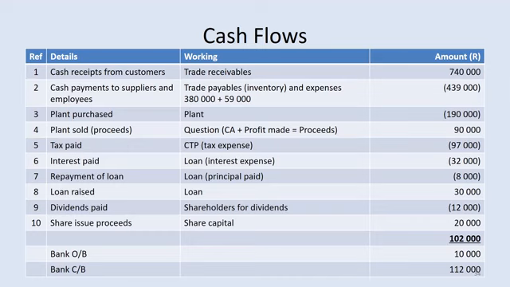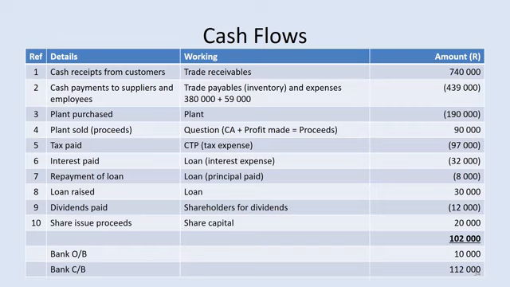We then had a plant that was purchased. We found that out when dealing with our plant T account, and we know that's an outflow of 190,000 Rand. We bought something, it's an outflow. Plant was sold. What is important is the proceeds. We got this from the question. We used the carrying amount plus the profit that was made to get the actual proceeds, and we found that was 80,000 plus 10,000 to give us 90,000 Rand. For our tax paid, we used our current tax payable as well as our tax expense and deferred tax accounts to get the ultimate tax paid, which was an outflow of 97,000 Rand.